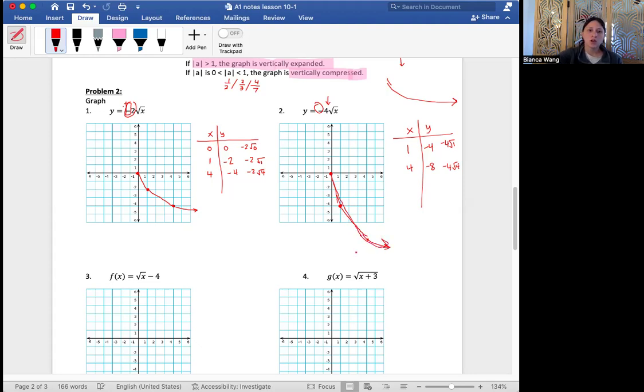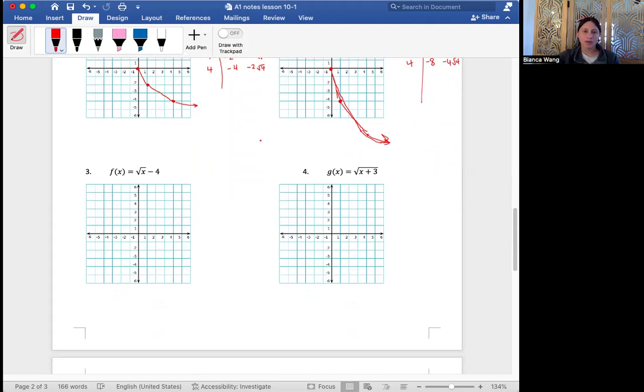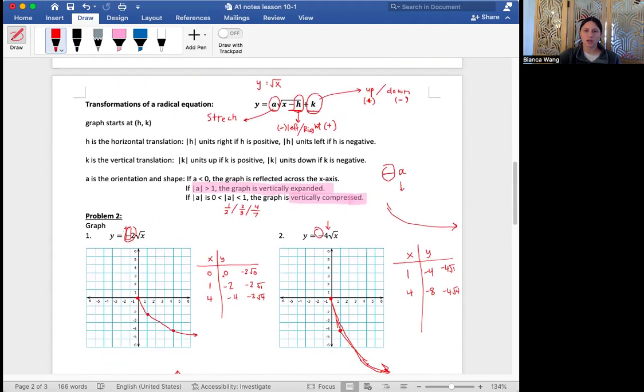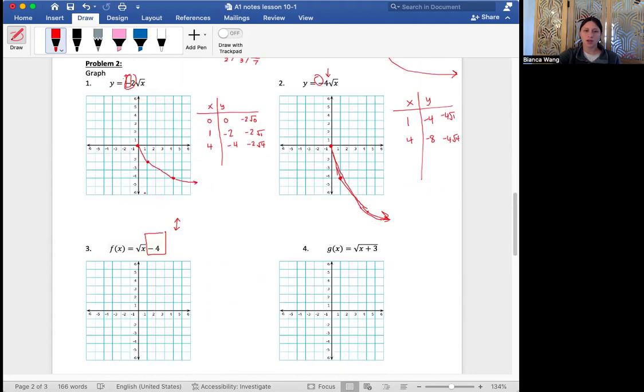There's your graph. All right, 3, we have a minus 4. And so if you have an operation happening outside the square root, this means it's going vertically, a vertical change. And we can see that the standard equation, if we look up here, is a plus k. And so if we see that this is a negative 4, that means k equals negative 4, which means it's going down 4. Nothing else is changing though.